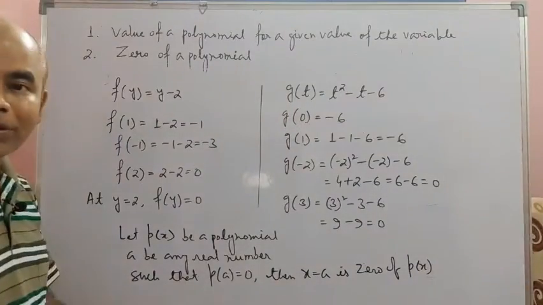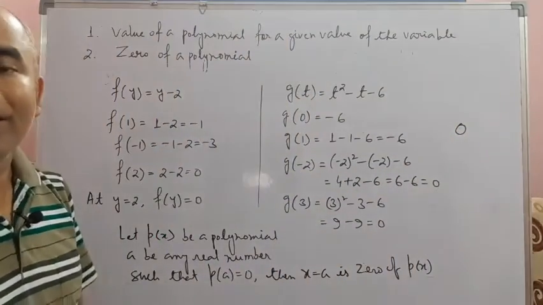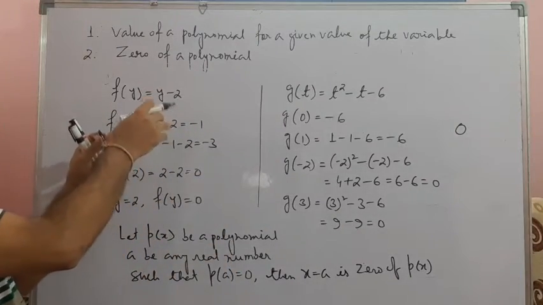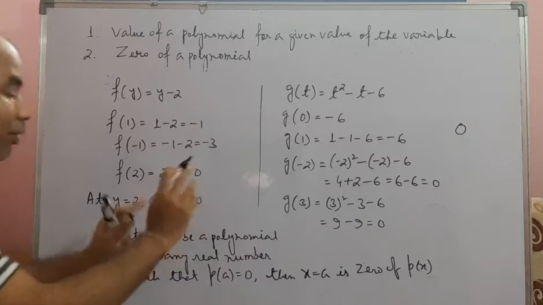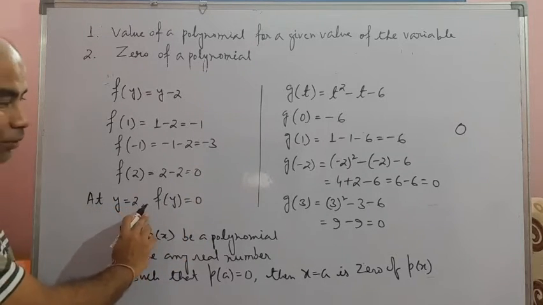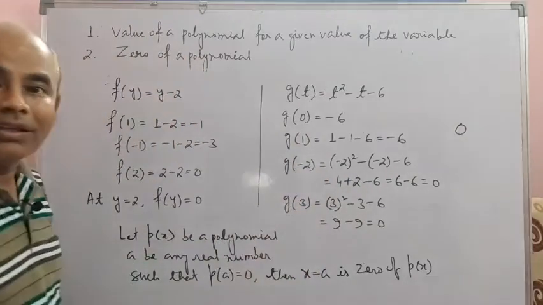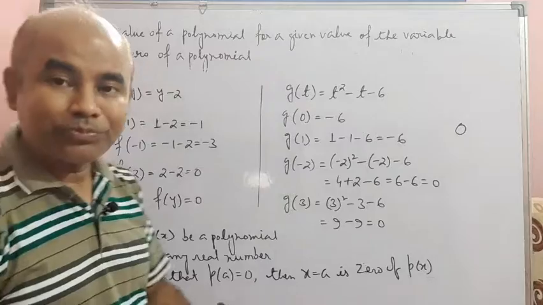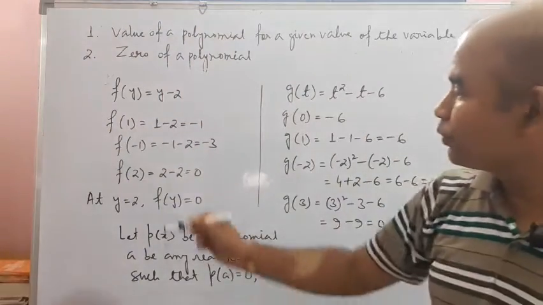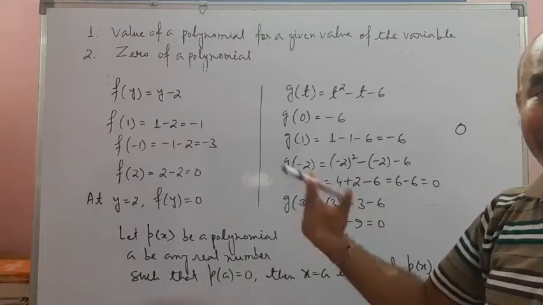That is 0 means what? 0 means not the digit 0. 0 means a real number. When you put it in place of the variable in your polynomial, the value of the polynomial becomes 0. That means here y equal to 2 is a zero. Here t equal to minus 2 and 3 are the zeros. Now, how can I come to know that here 2 will be a zero or here minus 2 and 3 will be zeros? That we are going to discuss.